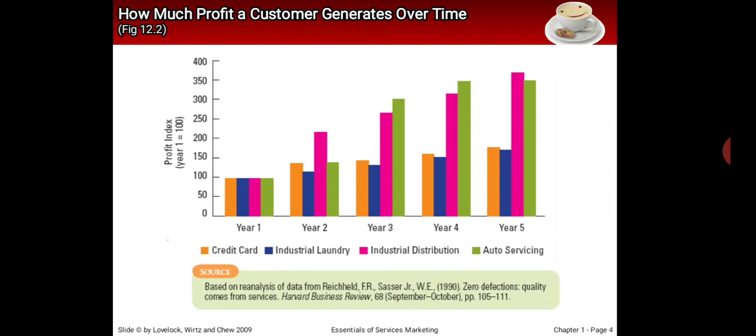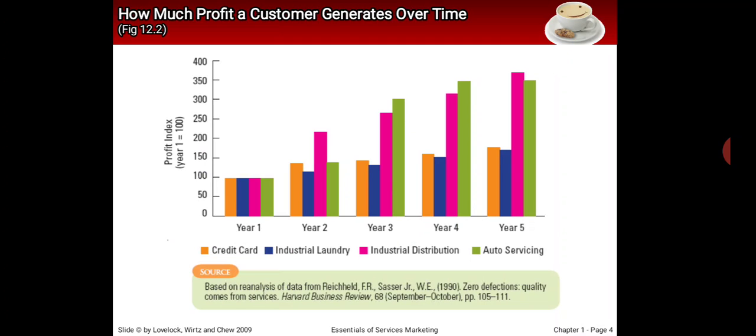The graph shows how much profit a customer generates over time, right? In this graph we can see that a company like credit card seller, industrial laundry, industrial distribution, auto services, how they are able to generate profit over a long period of time. Here the period of 5 years is given.